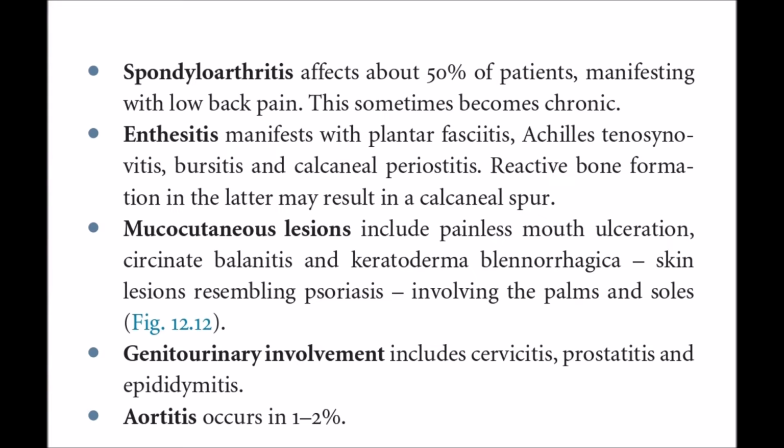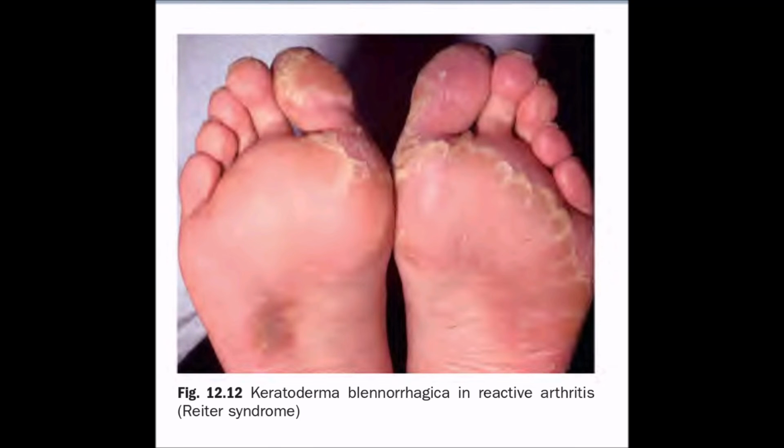Mucocutaneous lesions include painless mouth ulceration, circinate balanitis, and keratoderma blennorrhagica, which are skin lesions resembling psoriasis involving the palms and soles. Genitourinary involvement includes cervicitis, prostatitis, and epididymitis. Otitis occurs in about 1 to 2%, whereas cardiac involvement, as in ankylosing spondylitis, is very rare. The important thing is involvement of soles and palms. Here you can see keratoderma blennorrhagica in reactive arthritis.